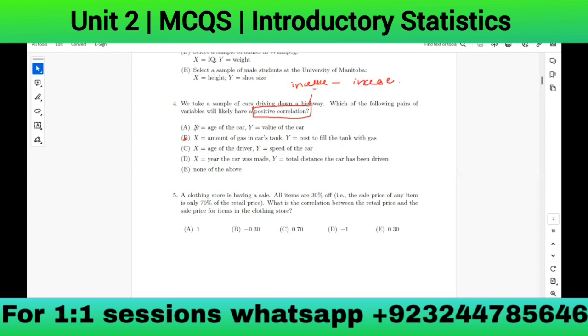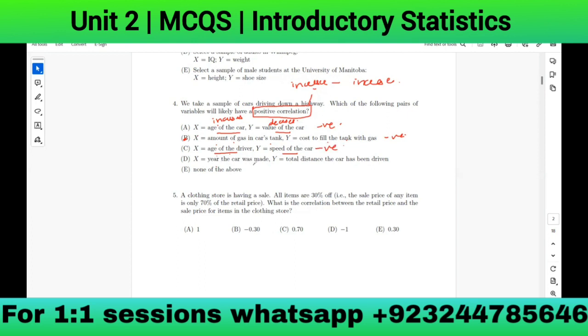In statement A, x is the age of the car, y is the value of the car. As the age of the car increases, the value of the car decreases, right? So this is a negative correlation. Amount of gas in the car's tank versus gas required to fill the tank: if the amount of gas in the tank is more, the fuel required to fill the tank will be less, obviously. So it is again a negative correlation. Age of the driver, speed of the car: as the age of the driver increases, the speed of the car decreases because young drivers can drive the car more speedily. So it is again a negative relationship.